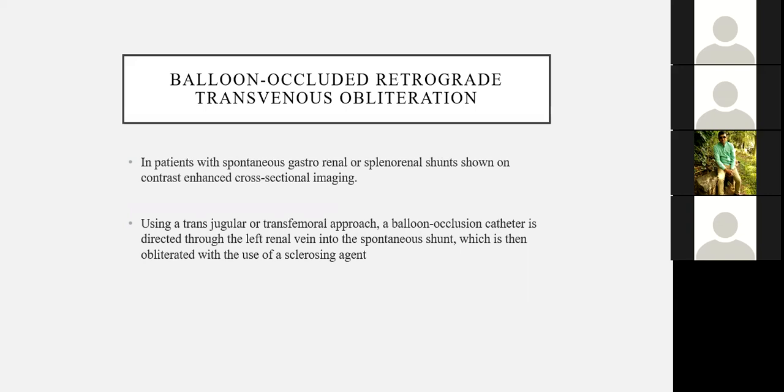And balloon-occluded retrograde transvenous obliteration can be done in patients with spontaneous gastrorenal or splenorenal shunts on enhanced CT imaging. In this technique, using a transjugular or transfemoral approach, a balloon occlusion catheter is directed through the left renal vein into the spontaneous shunt, which is then obliterated with the use of a sclerosing agent.